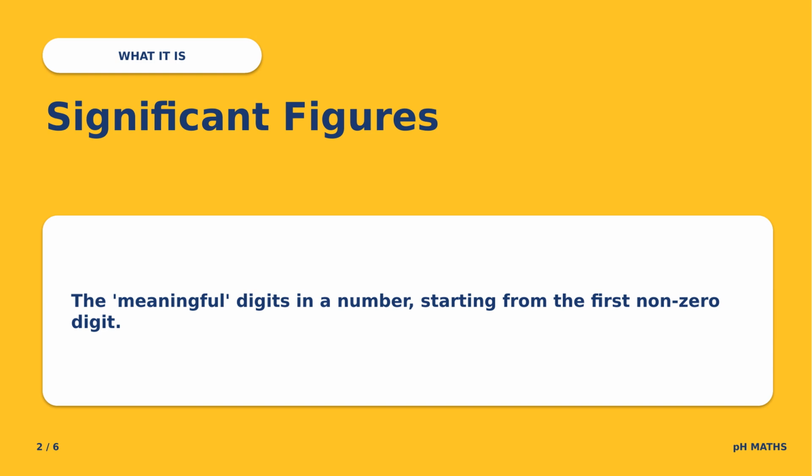Significant figures are the meaningful digits of a number, starting from the first non-zero digit. That first non-zero digit is your starting point. Everything from there onwards, including any zeros in the middle and at the end, counts. The point is to capture the precision of a measurement, not its size.